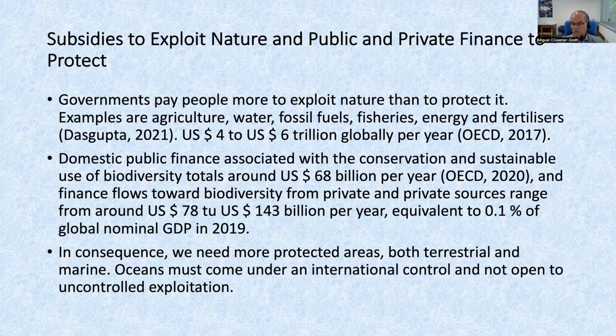So in consequence, we need more protected areas, terrestrial and marine. Oceans. The ocean is the CO2 global sink, not the plants on Earth. The oceans take CO2 from the Earth. So we must protect these oceans. We must have a sort of international control. It should not be open spaces where everybody can do whatever he wants. This is, I think, a basic message.